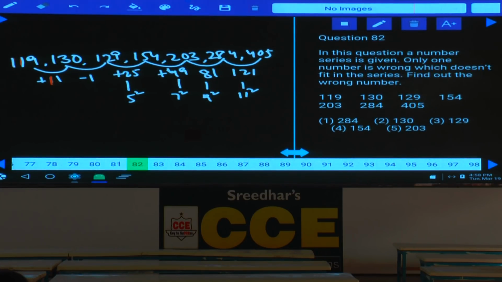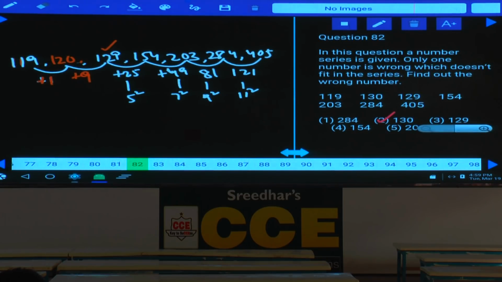Hence 119 plus 1, that is 120. 120 should be the number. Clear now? If it is 120, the next difference is 9. 120 plus 9, 129. Yes, what is the wrong number here? 130 is the wrong number. That is given in choice 2.